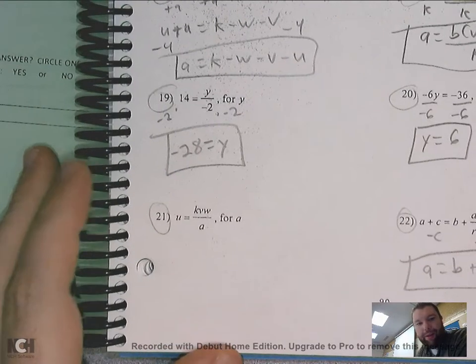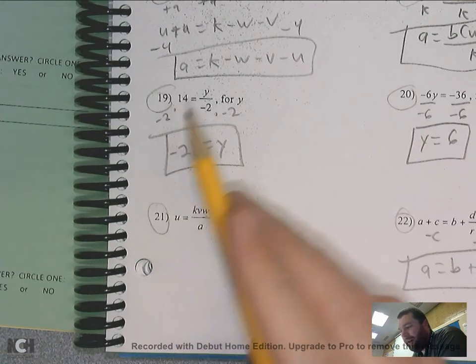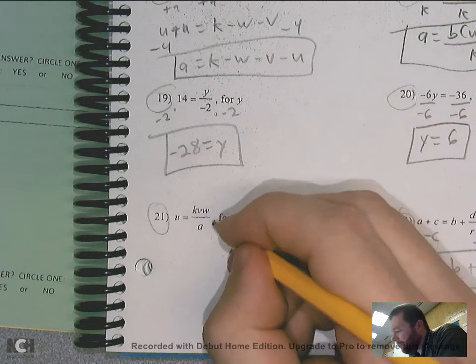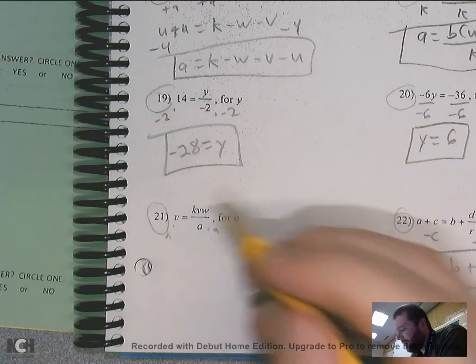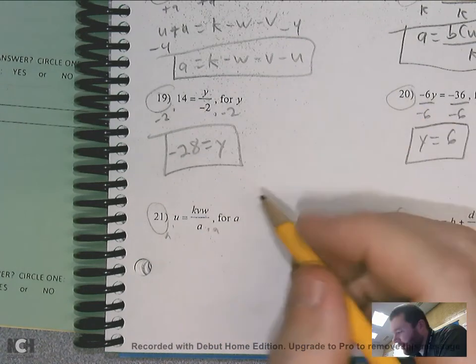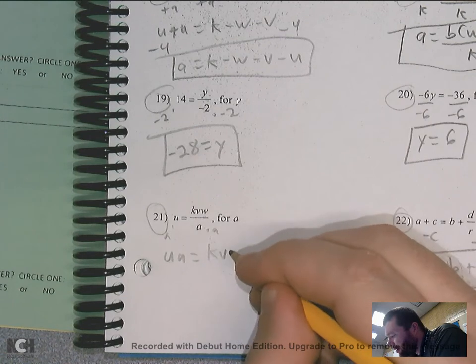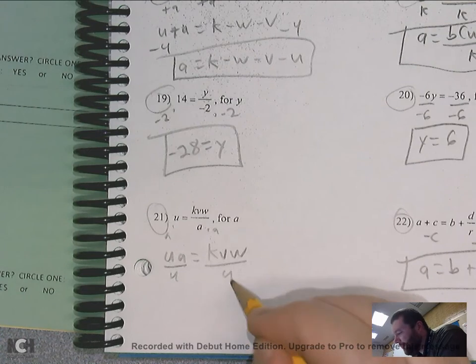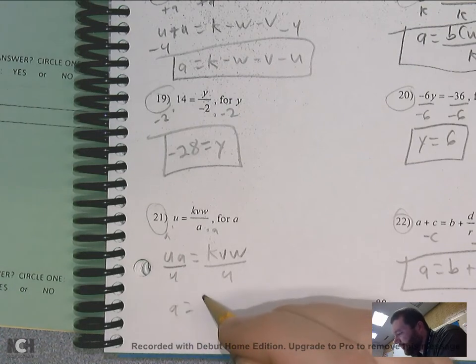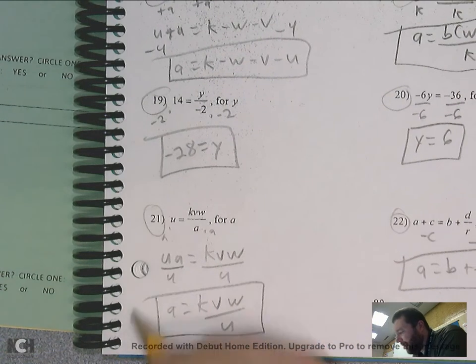And then this one is probably the trickiest one here. I'm solving for this thing in the denominator. So very similar to what I did on number 17, I'm going to actually move the a first. This is pretty much impossible to solve for anything in the denominator. So I've got to get it out of the denominator first. So that gives me ua is equal to kvw. Now to get the a by itself, I just divide each side by u, and a is going to equal kvw over u. A is by itself, I'm done.